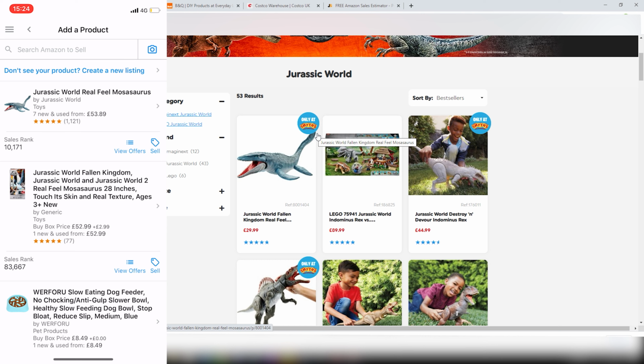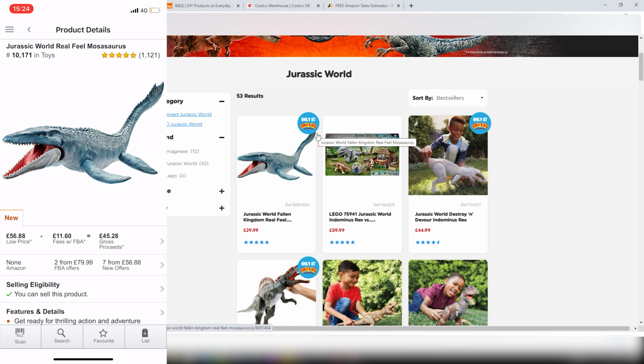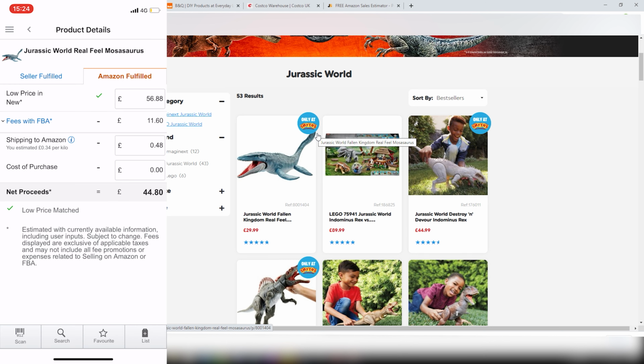and you can see it there at the top, and it's ranked 10,171, which is a very good rank, and price wise it is currently trading for £56.88. So when we tap in the purchase price, you would make £14.81 profit on this if you were to buy it today from Smith's and sell it on Amazon.